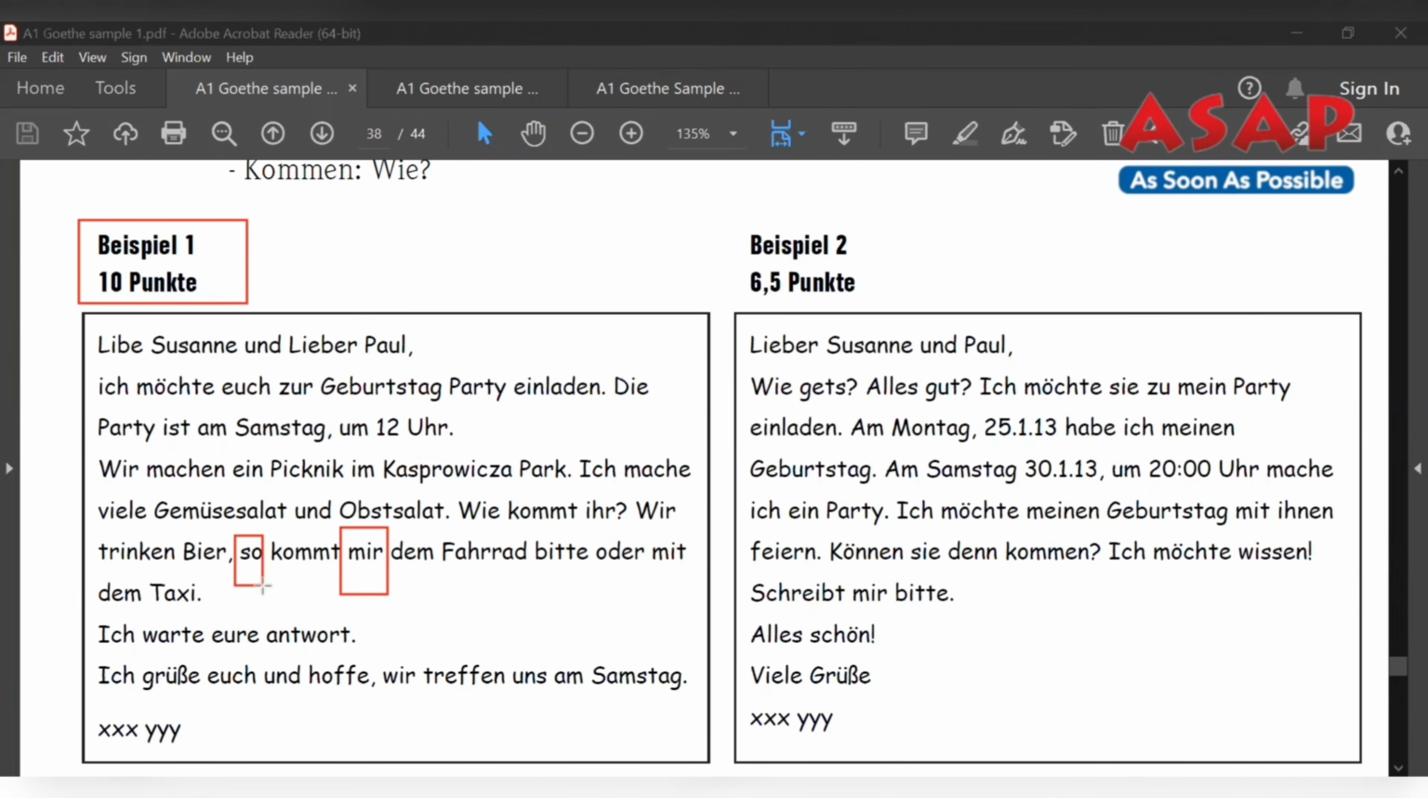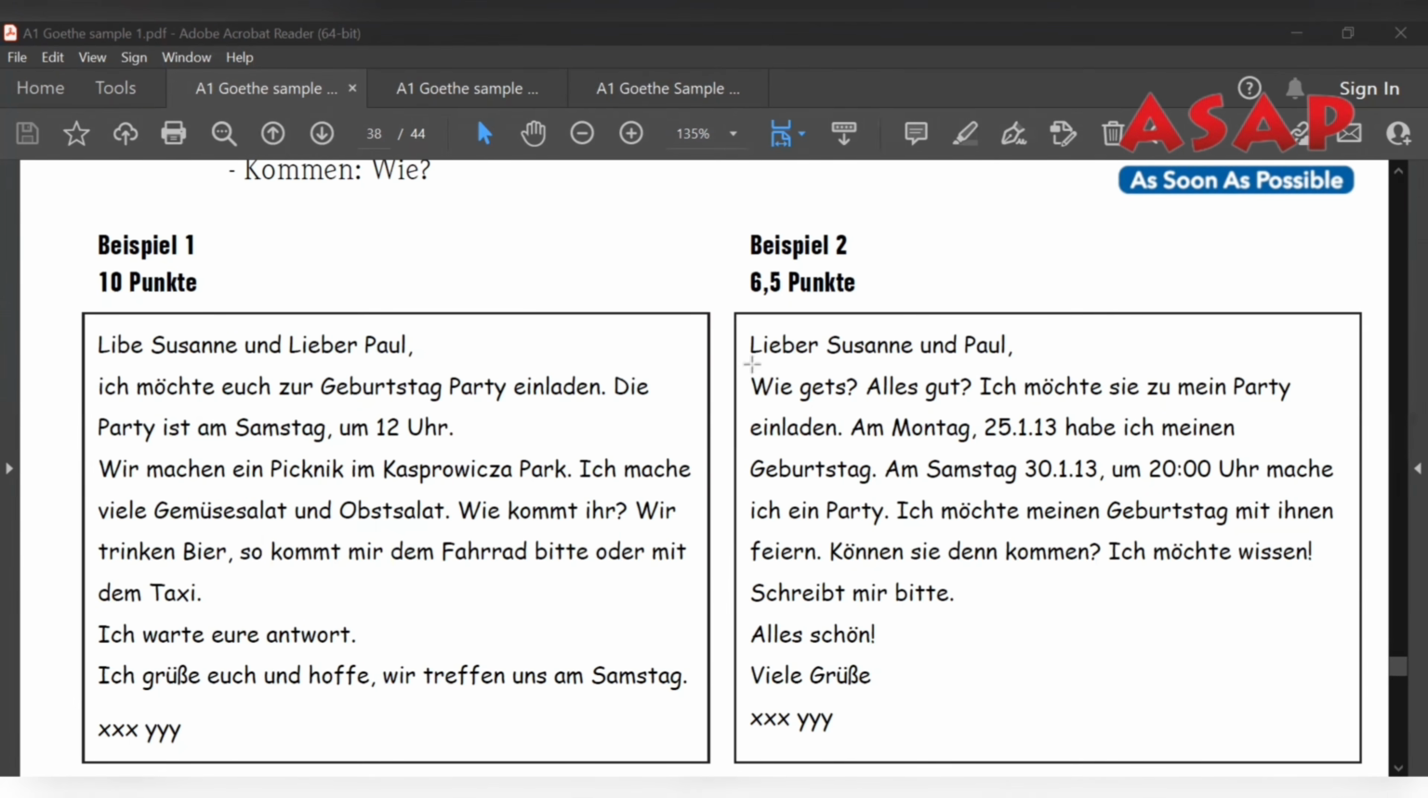Okay. But in English, we say so come with the cycle or Motorrad, bitte oder mit dem Taxi. So how one should come is given here. Ich warte eure Antwort. Now one word should be there here. Ich warte auf eure Antwort. I'm waiting for your reply. Antwort, A should be capital. Okay. So there are a few mistakes, but still it is correct, and you are getting 10 out of 10. Points are covered, you are mentioning everything properly, and a few grammar mistakes are okay as per the sample answer by Goethe Institute in the sample question paper.